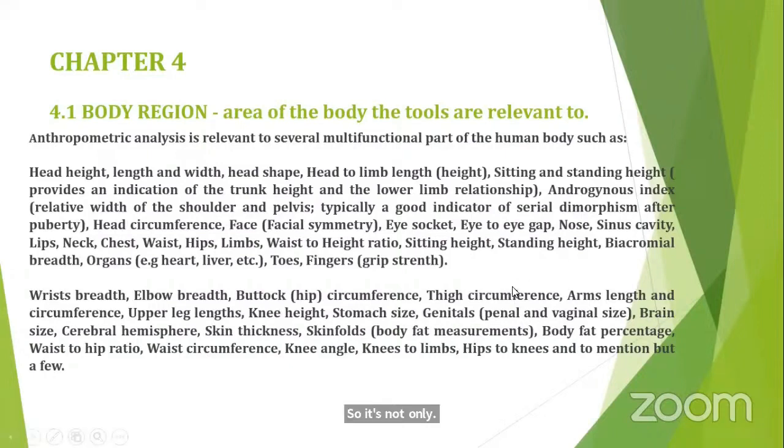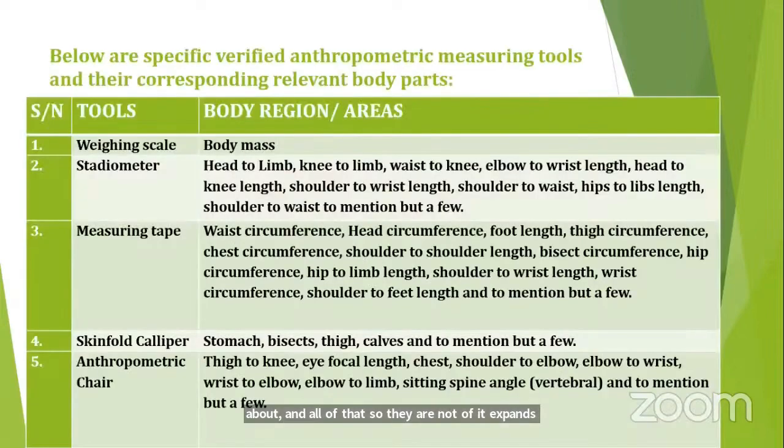So we're going to look at the waist breadth, the elbow breadth, the thigh circumference, arm length, upper arm length, knee height, stomach size, genitals, the brain size, cerebral hemisphere, skin thickness, skin folds, the body fat percentage, the waist-to-hip ratio, and all of that. So there are a lot of body measurements. In fact, it expands almost the whole body, from the head down, but it depends on what exactly we're working on, for the tools we choose to use.